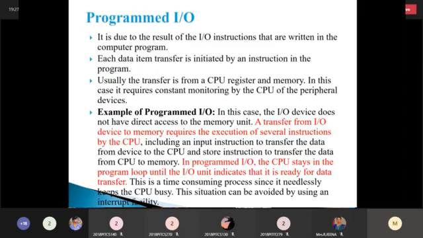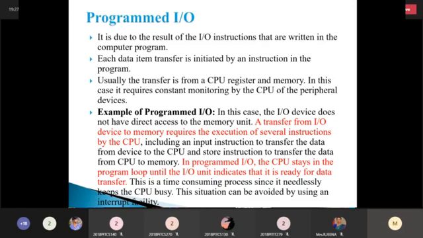So what is meant by programmed input output? It is due to the result of the input-output instructions which are written in the computer program. This program input-output will occur. So each data item transfer is initiated by the instructions in the program only. Usually, if you are transferring the data between the CPU register and memory, in this case it requires constant monitoring by the CPU of the peripheral device.